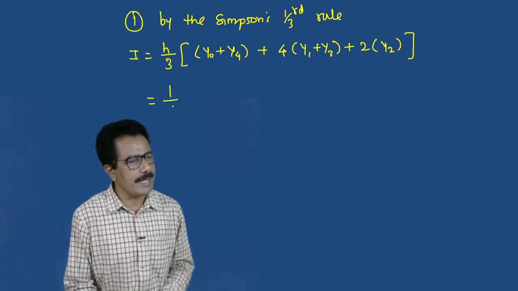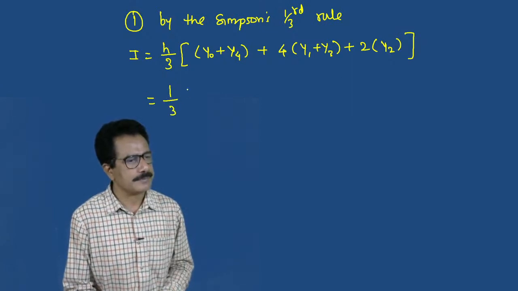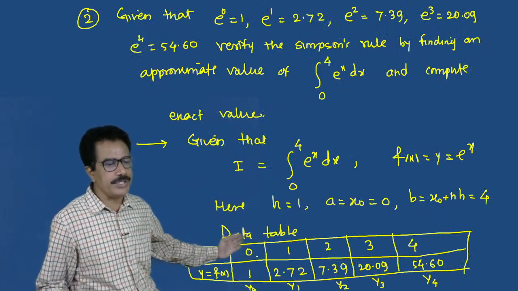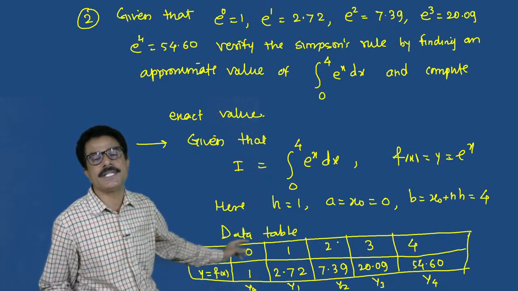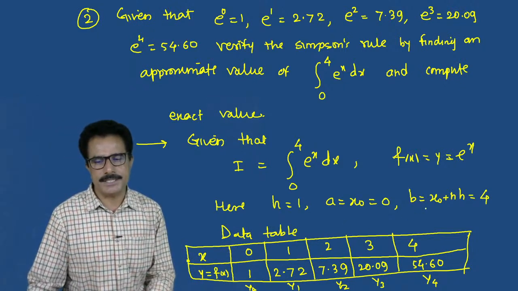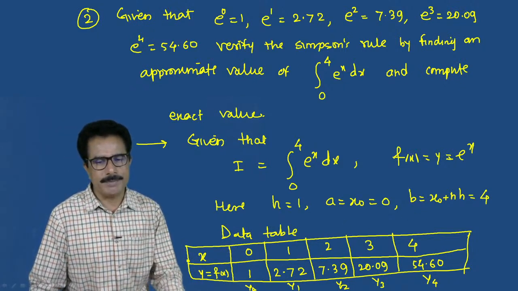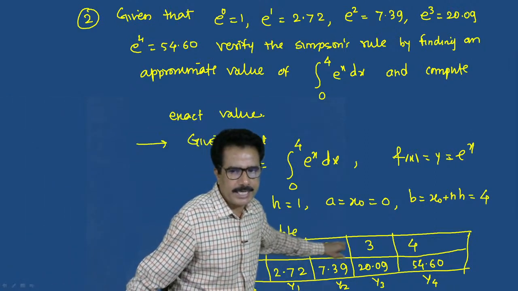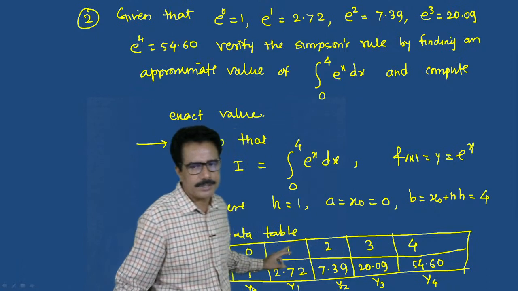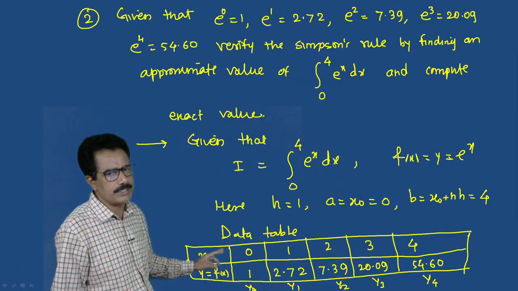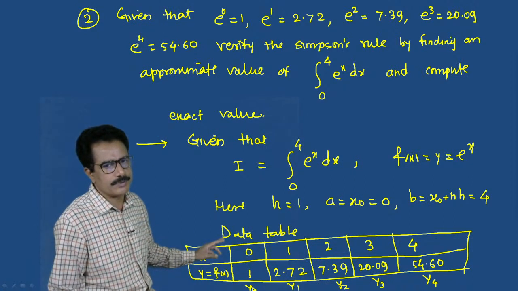H means 1 upon 3. H is already given, see. How is H? 0, 1, 2, 3, the increment is given 1 by 1. So we can write this H. Now the increment is given, see. Look at how much increment is given. So we can write this H in this way. Okay.